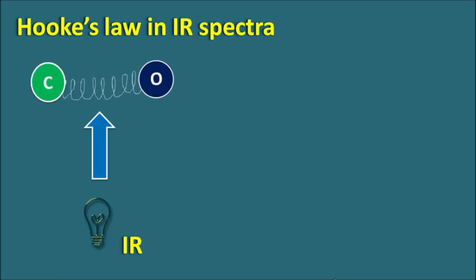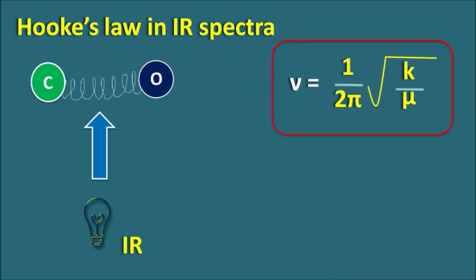Just like the previous example, here the frequency of vibration nu is equal to 1 by 2 pi into root of K by mu. K is again the force constant and mu is the reduced mass. But here, what is the reduced mass?